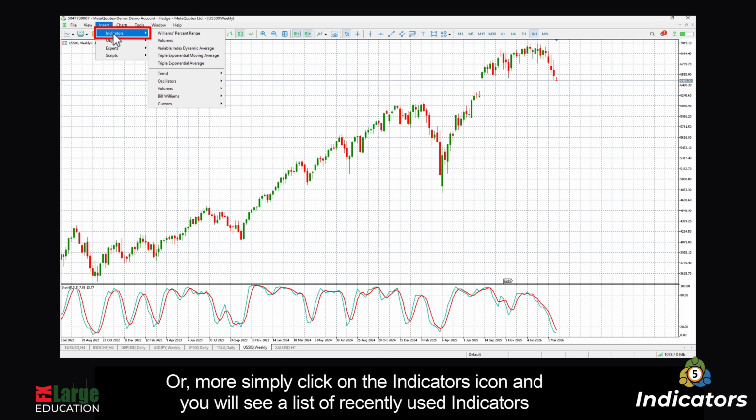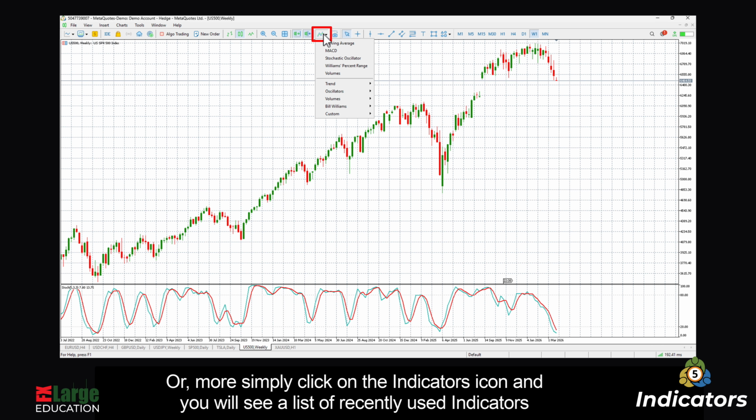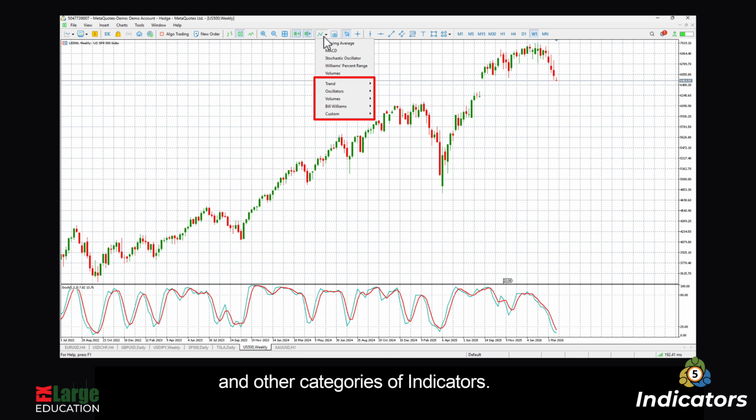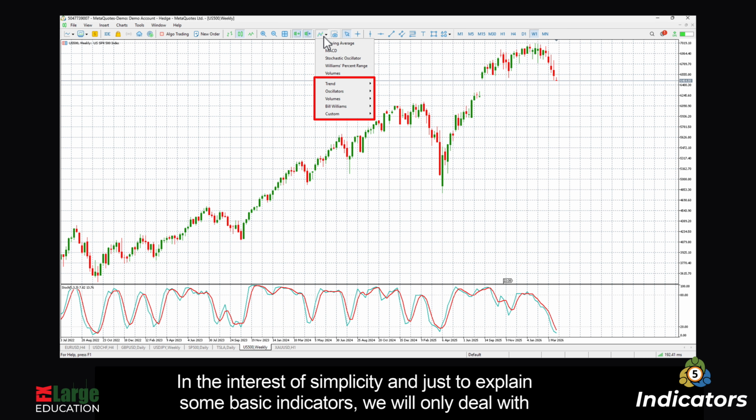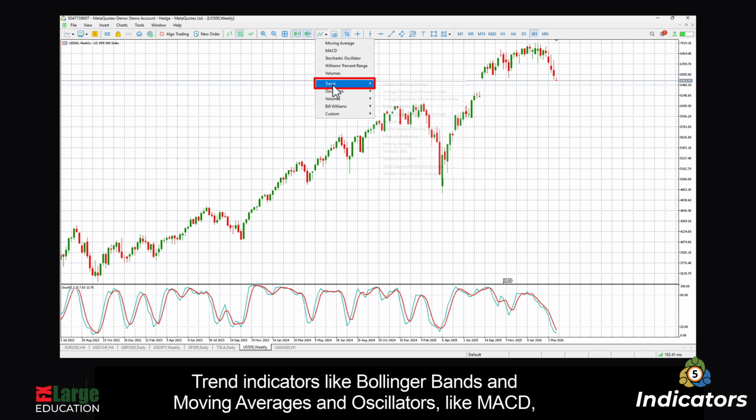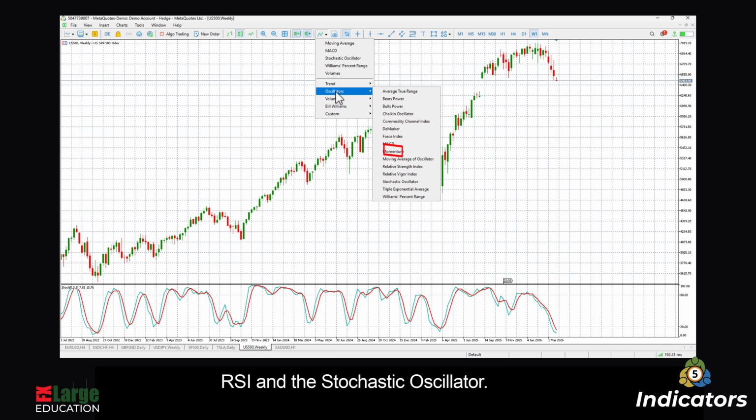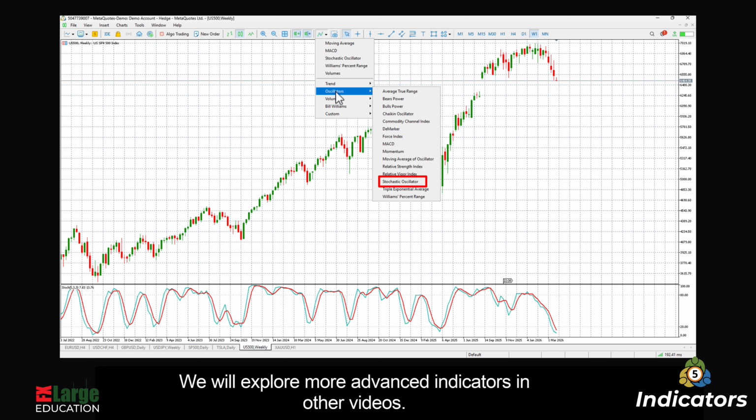Or, more simply, click on the Indicators icon and you will see a list of recently used indicators and other categories of indicators. In the interest of simplicity and just to explain some basic indicators, we will only deal with trend indicators like Bollinger Bands and moving averages, and oscillators like MACD, RSI, and the stochastic oscillator. We will explore more advanced indicators in other videos.